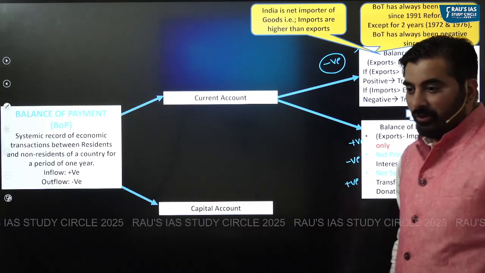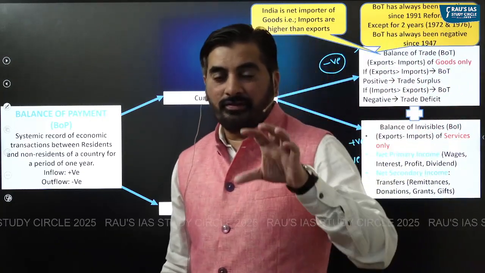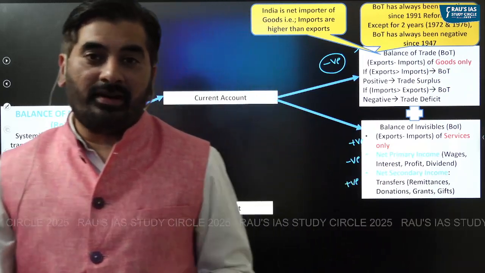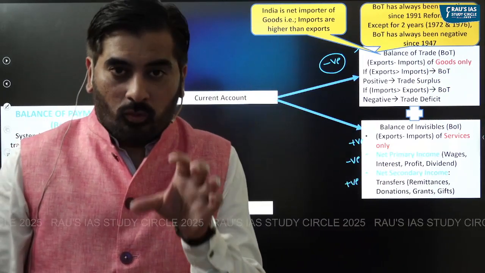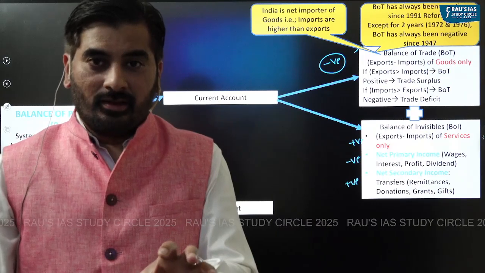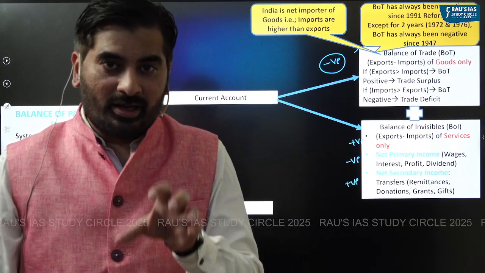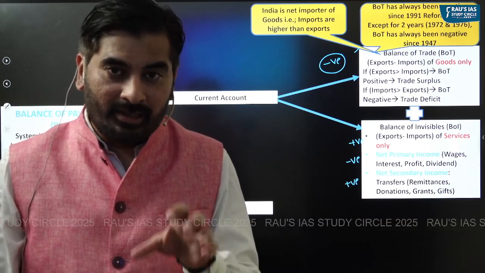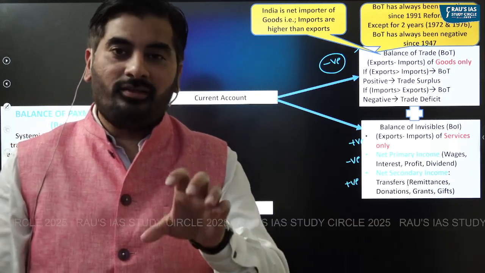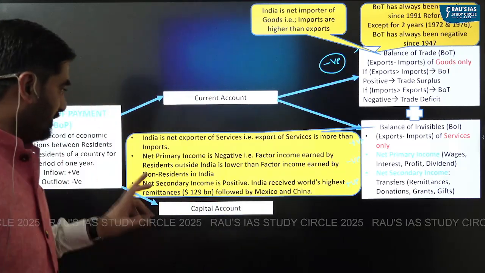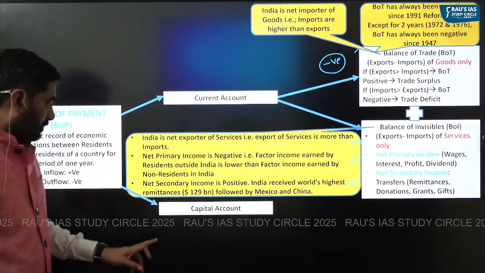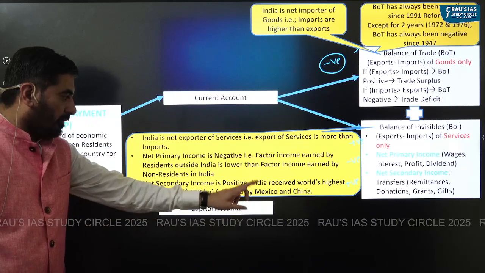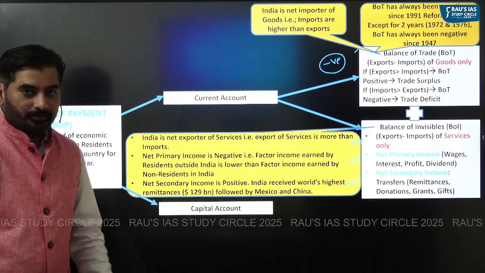Some of you must be knowing that India receives the world's highest remittances. According to the World Bank, last year, the total remittances coming into India were somewhere around $129 billion. So India receives the world's highest remittances. You can see India is followed by Mexico and China.